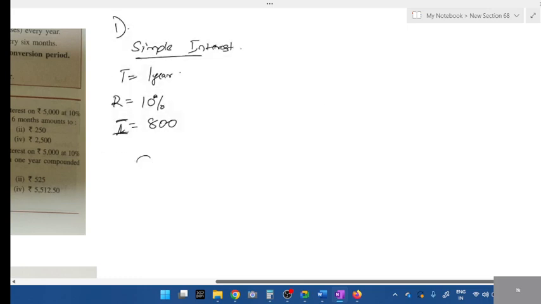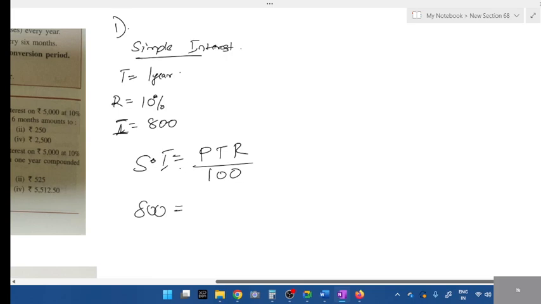For simple interest, what is the formula? Simple interest is PTR by 100. What is the simple interest value given here? 800. In this question, which one is missing? Principal is missing. Yes, keep P as it is. Time is 1, R is 10 divided by 100.